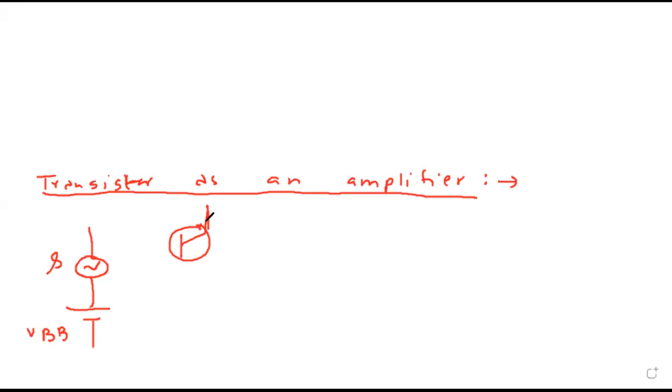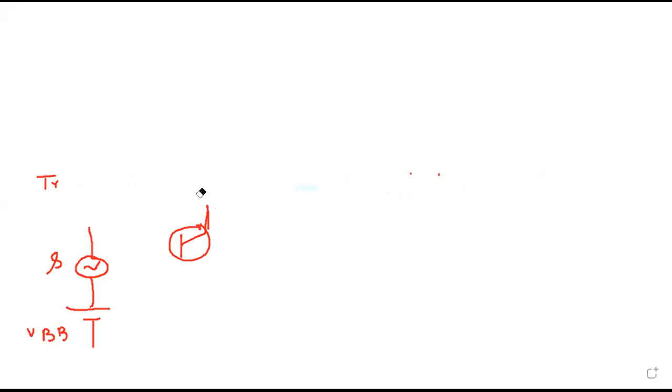Symbolic notation. This is collector, emitter. Emitter is earthed.